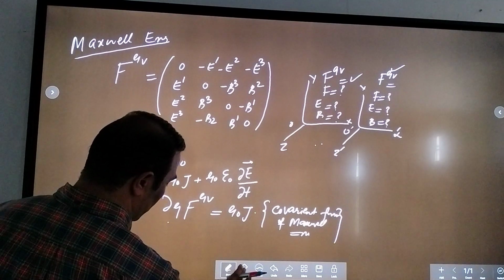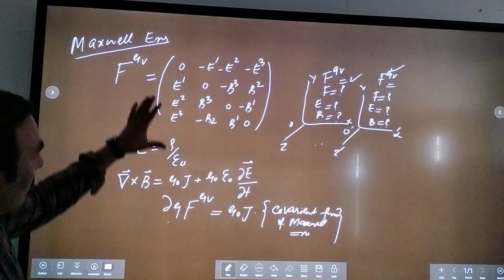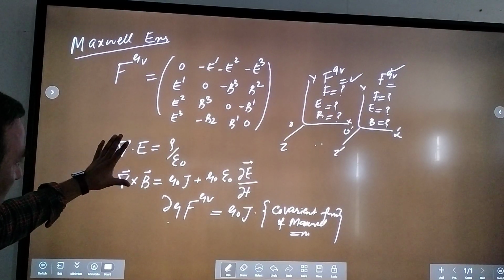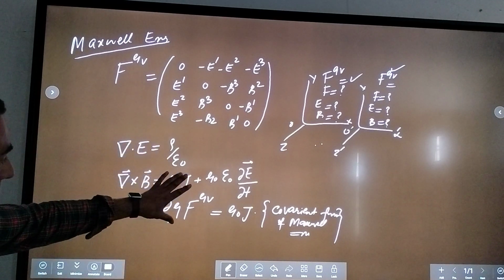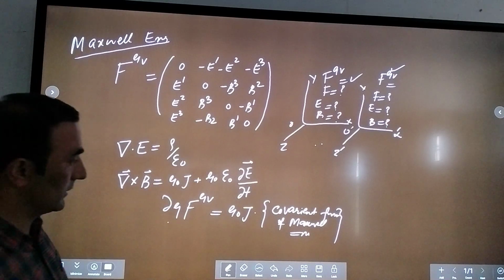That means we can combine these two equations. We have combined the first and fourth Maxwell equations, that is, the Gauss law of electrostatics and the modified form of Ampere's law, right?